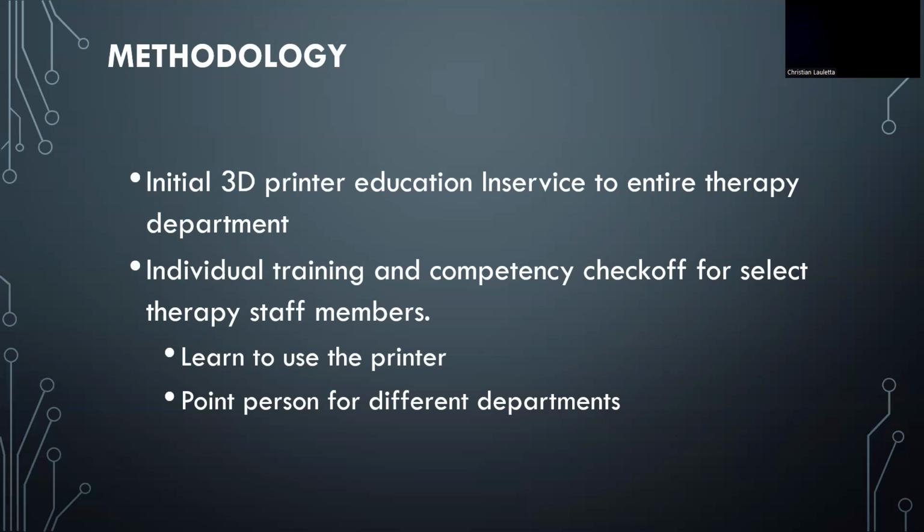Those select people were chosen based on their locations in the different departments. So we tried to spread those people out across different therapy units. The goal is to have at least one person for each unit, so they could be the point person. If anyone on that unit had an idea or something they would like to print on the 3D printer, they could go to that person, and they could try to implement it by actually printing it on the 3D printer.